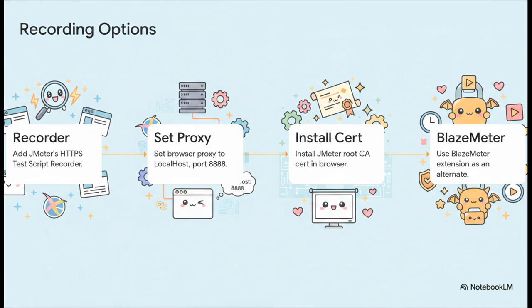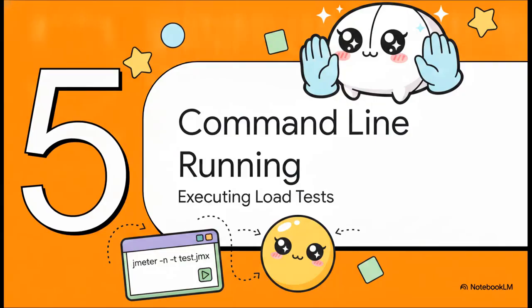Or, alternatively, if you want an even easier route, you can just use a browser extension like BlazeMeter. I gotta say, this is an absolute game changer and a massive time saver. You just click record in your browser, perform your actions like a normal user, and then you export a ready-to-use .jmx test file right straight into JMeter. Easy!